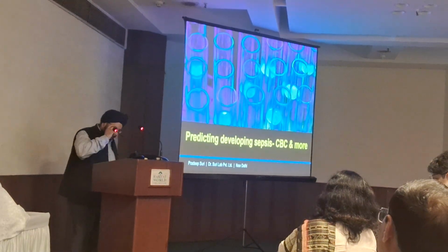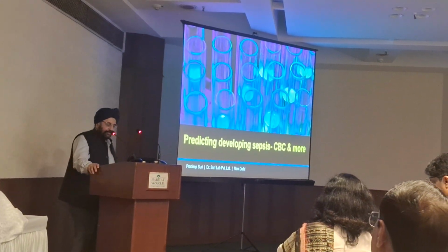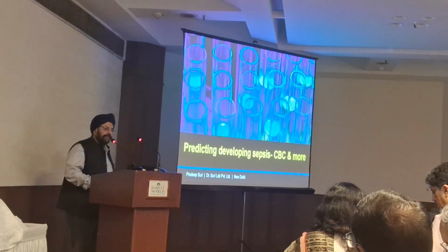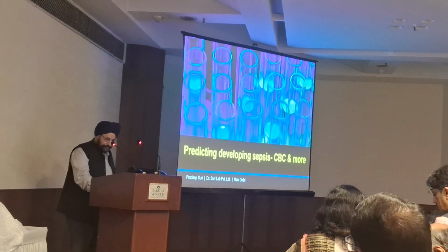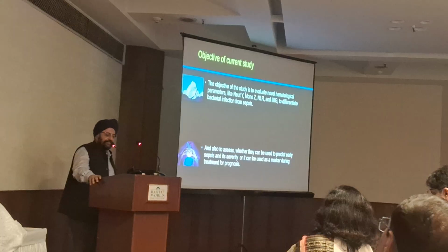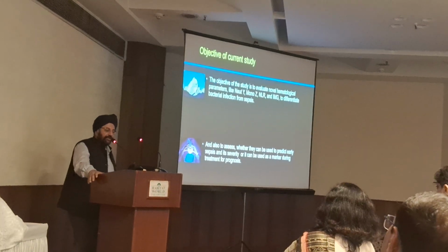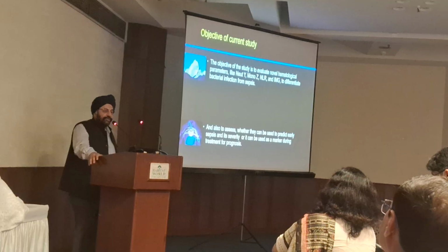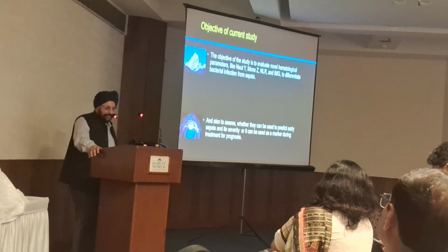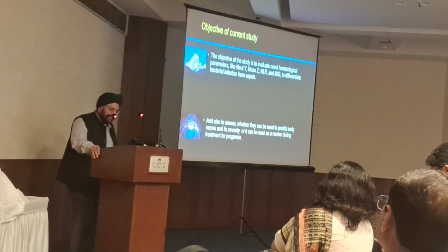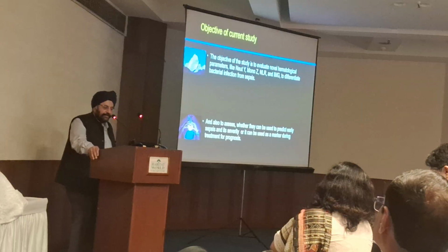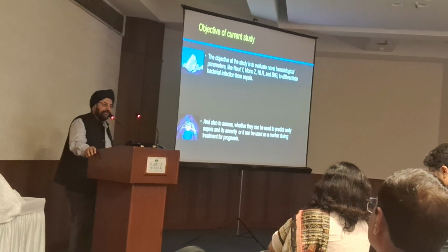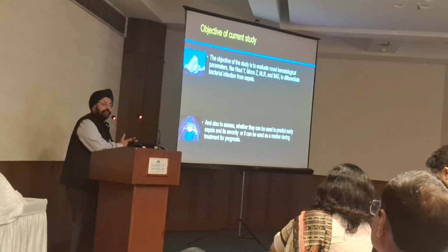So we did this paper at ISLH Melbourne. We used these markers to predict sepsis. The objective of the study was to evaluate routine hematological markers like NEWT-Y, NLR, IMG, etc. to differentiate bacterial infections from sepsis, and also to assess whether they can be used to predict sepsis and its severity, or used as a marker during treatment for prognosis, just like procalcitonin.